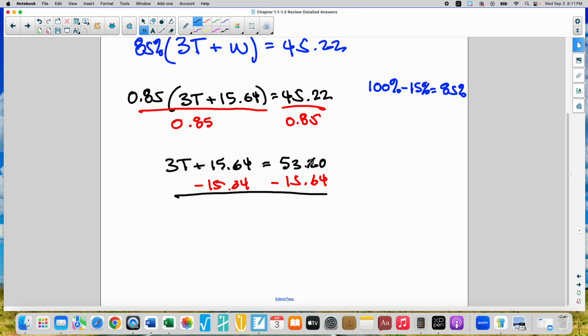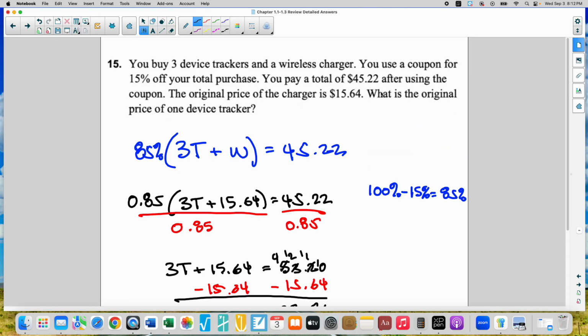So 4 you can't take, so you got to borrow. 4 from 10 is 6. 6 you can't take from 1, so you got to borrow. 6 from 11 is 5. 5 you can't take from 2, got to borrow. 5 from 12 is 7. 1 from 4 is 3. And 3 trackers is going to equal $37.56.